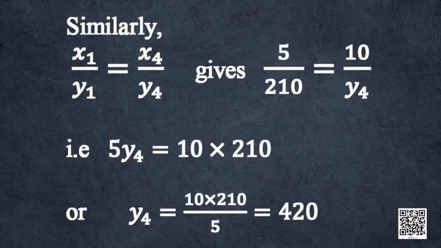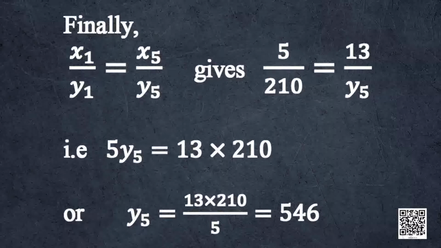Similarly, x1 by y1 is equal to x4 by y4 gives 5 divided by 210 is equal to 10 divided by y4. That is, 5 y4 is equal to 10 into 210, or y4 is equal to 10 into 210 divided by 5, which is equal to 420.